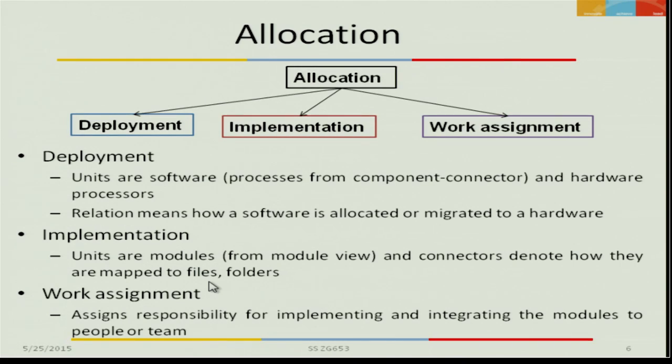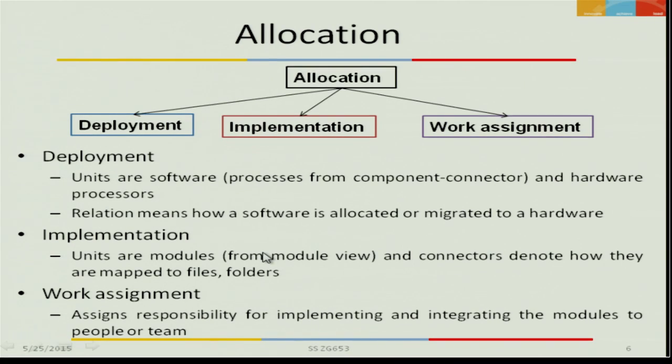Work assignment is, again, where the units are modules from module views, and the other type of units are essentially people. So a person can be represented as a unit, and then a link or a line implies that there is a responsibility for implementing and integrating the modules by these people. So if you draw a line between a person and a module, it means that this person is going to implement or integrate this particular module.